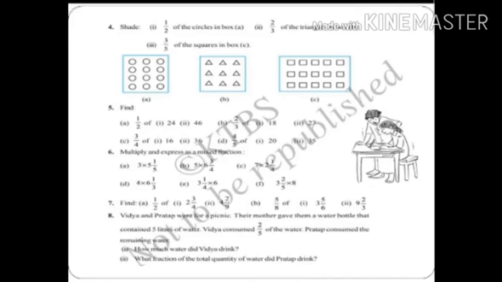All these are easy. Find 1 by 2 of the first number and the second number, 24 and 46. For both numbers you have to do it similarly. And the sixth one, multiply and express as a mixed fraction. Eighth one, look into this, children. Vidya and Pratap went for a picnic. Their mother gave them a water bottle containing 5 liters of water. Vidya consumed 2 by 5 of the water. How much did Pratap consume?